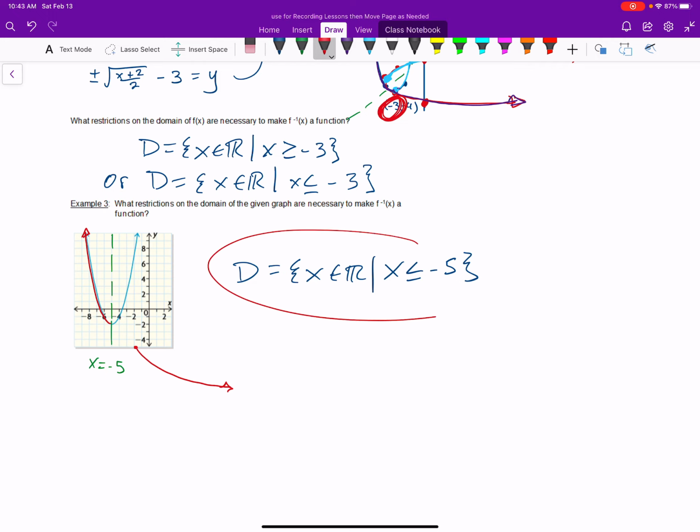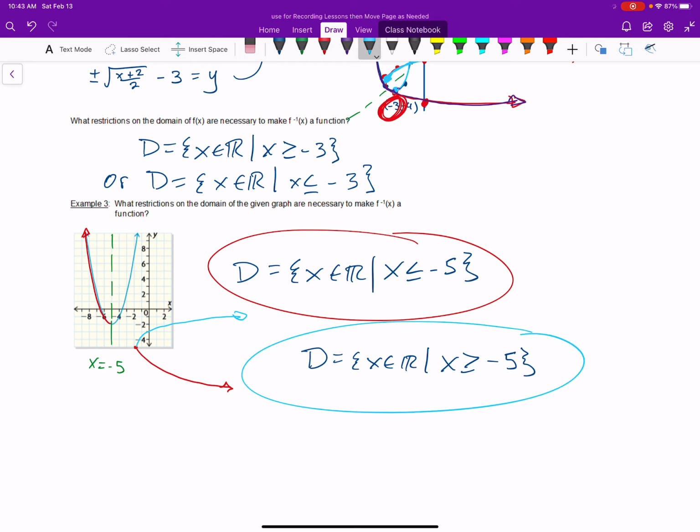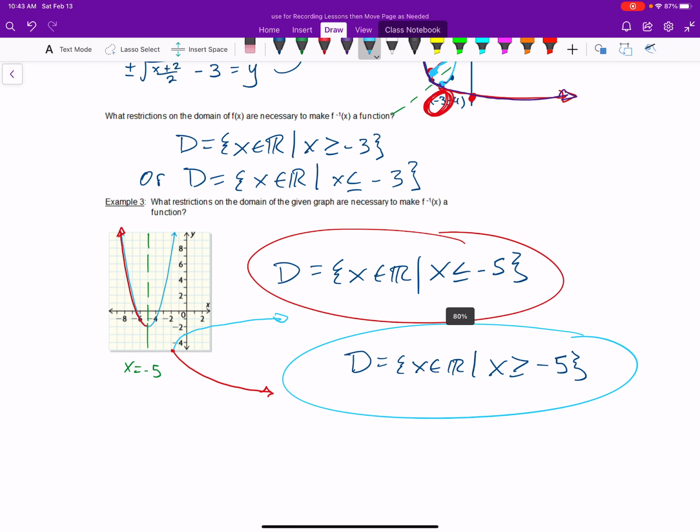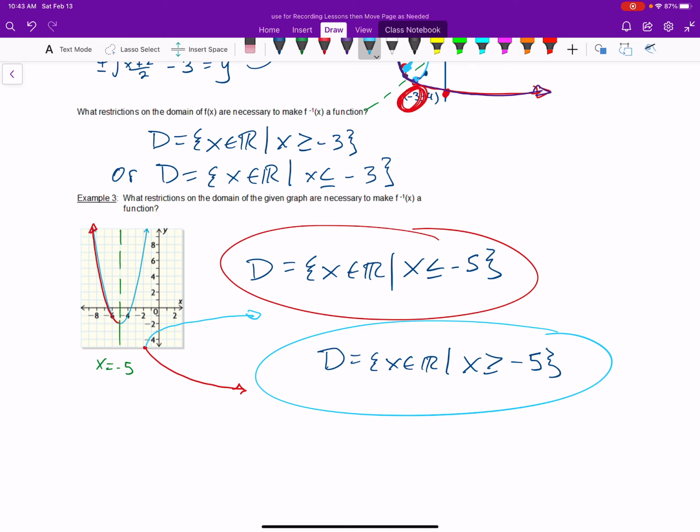I'll circle it in red. Or I could do the blue one, as they show there. If I did that, I'd only get the upper half. And the blue one comes from having my domain be greater than -5. So again, it's that axis of symmetry that I'm looking at as my cutoff point. Above or below it will cut the parabola in half so that the inverse is going to be a function. I don't need to do both. I'm just showing options. Either one is correct. Both are correct, but this question's only asking for one.